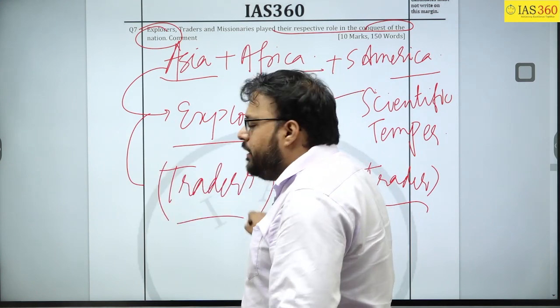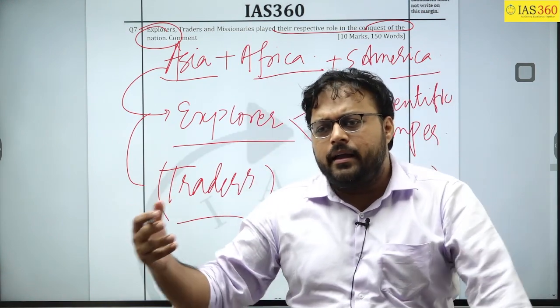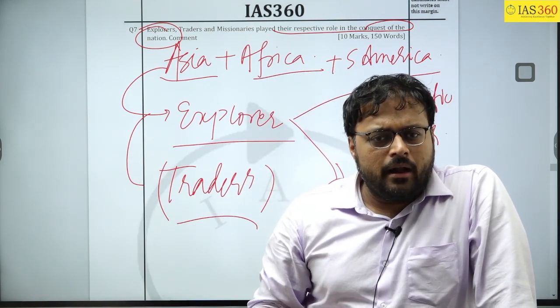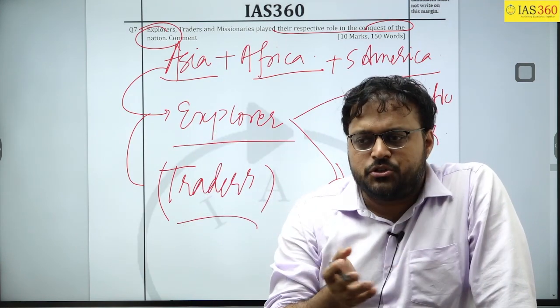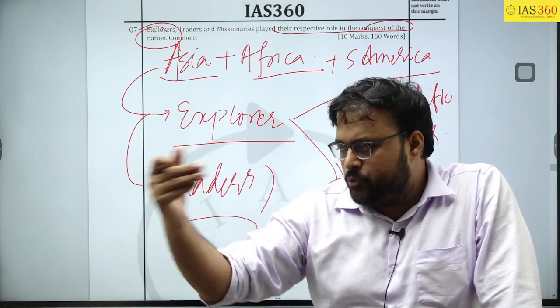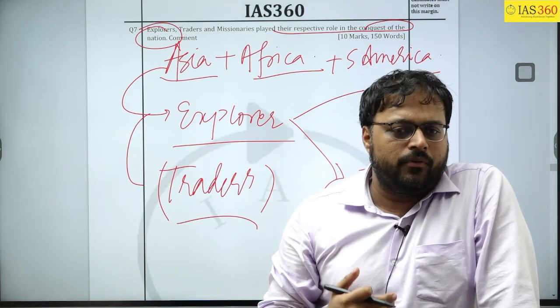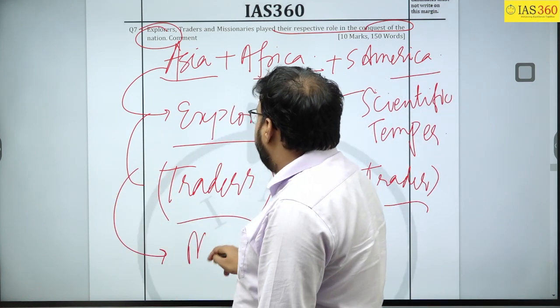Then in the case of India, you can talk about how the traders came to India, approaching Jahangir and Farrukhsiyar and all. And likewise, you can talk about how the Belgian king, through the traders, tried to control the Congo and all. So in this way, you are covering one point on Asia, one point on Africa. Then you can talk about missionaries.